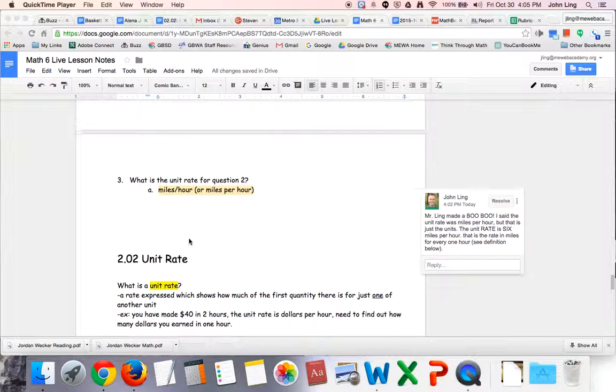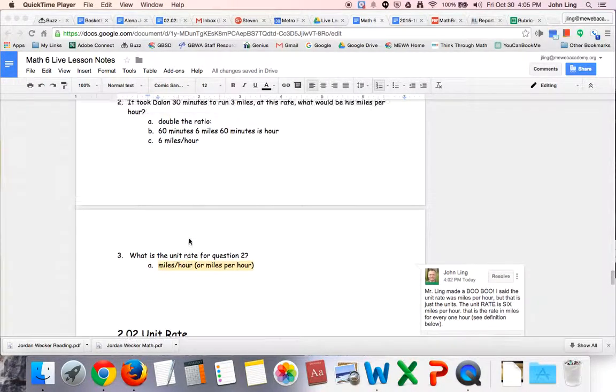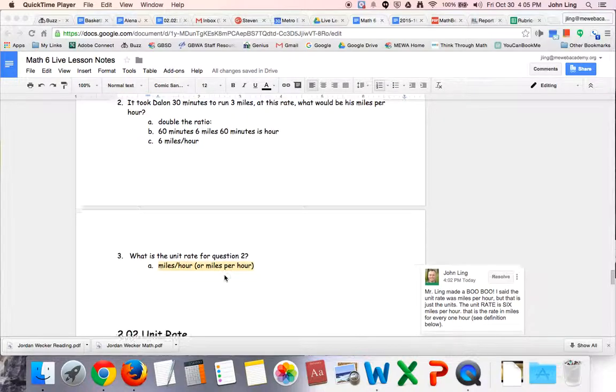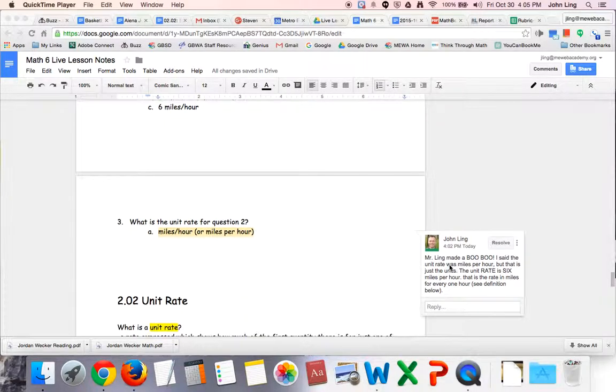So the first quantity is miles. The other unit is hours or minutes, and we want to know miles per hour. So we figured out the unit rate. 6 miles per hour is the unit rate. So I put that over here in a little sidebar so you guys would see that. I didn't want there to be any confusion.